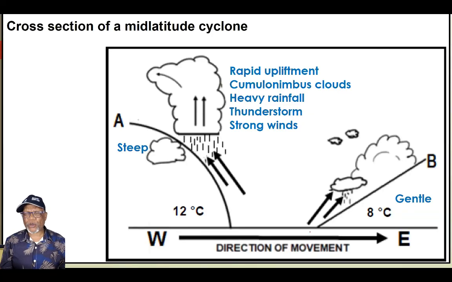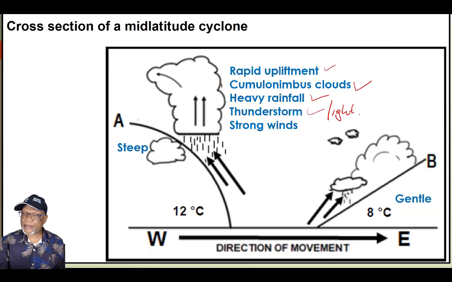And then because of the steeper gradient, there's going to be a rapid upliftment of air. And because of rapid upliftment of air, we're going to get cumulonimbus clouds, and we're going to have heavy rainfall, and we're going to have thunderstorms and lightning. So this is what you will get. And then also, characteristics, you'll also get strong winds.